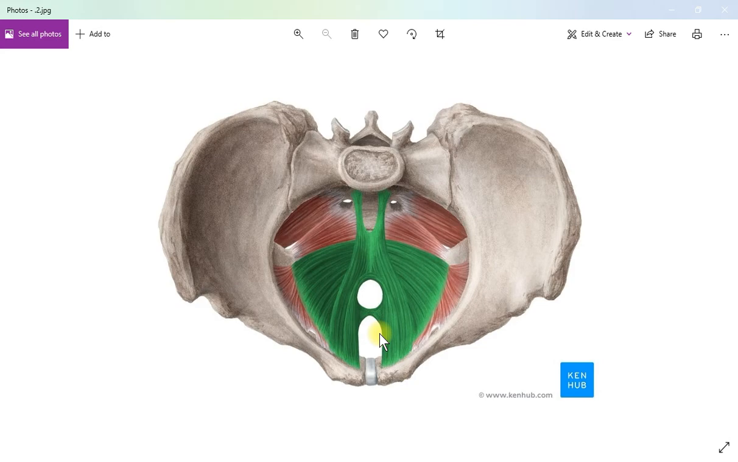The coccygei also help in strengthening the pelvic viscera. If during parturition the perineal body is torn from somewhere here, then a gap will open in this pelvic floor, so the muscle strengthening will decrease, and finally prolapse may occur. This is a quick review of the levator ani, coccygeus, piriformis and obturator internus.